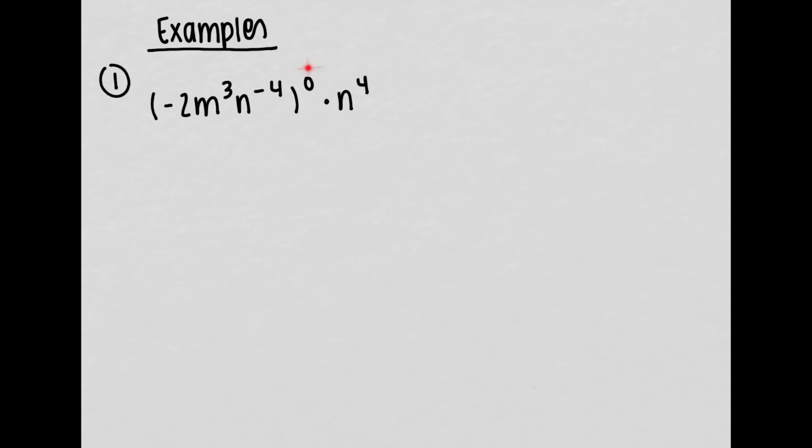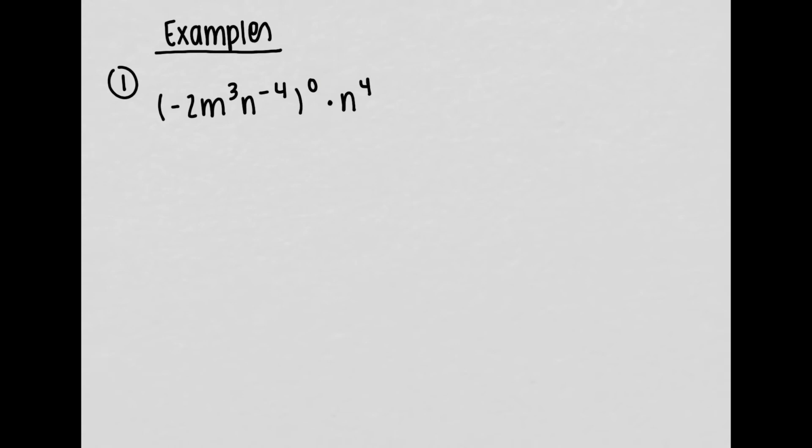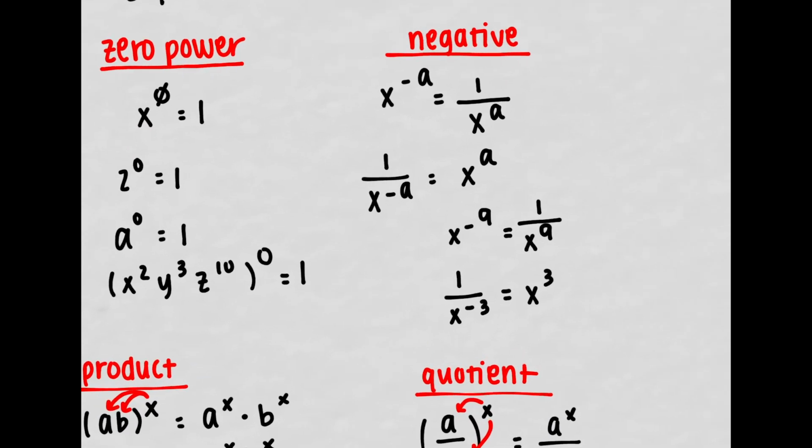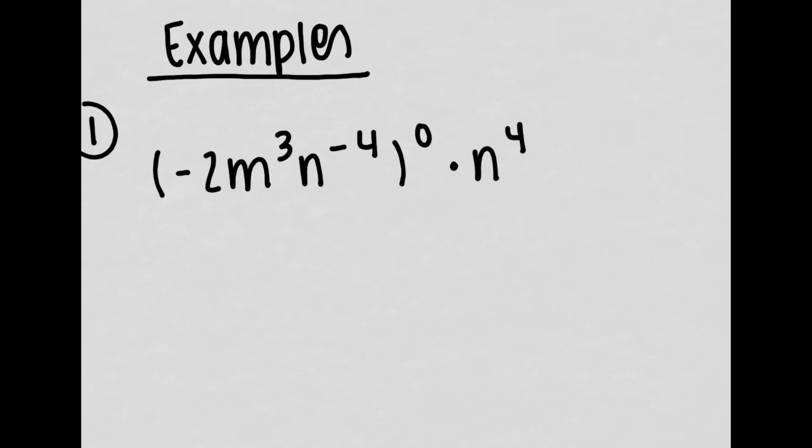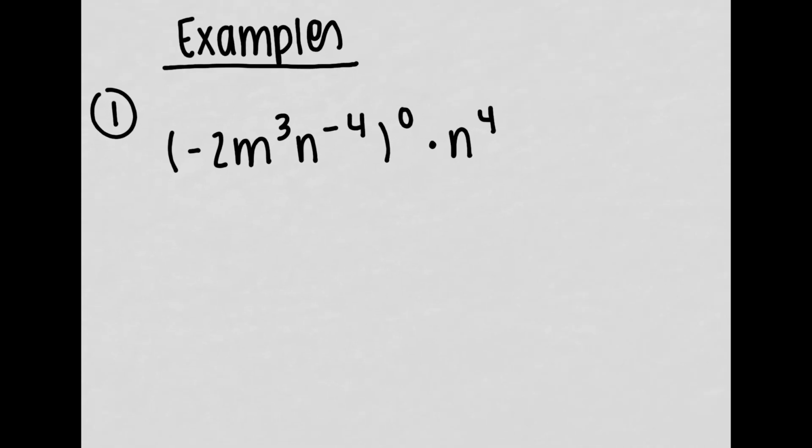But if you notice here, there's this 0 outside of parentheses. And we talked here, when you have the 0 power, if you have anything in parentheses and it's raised to the 0 power, it goes to 1. That same thing happens in this first example. So this whole first parentheses turns into a 1. So I now have 1 times n to the 4th, and all that leaves me with as my final answer is n to the 4th. I can't combine anything else with it, so that would be your final answer on this first example.